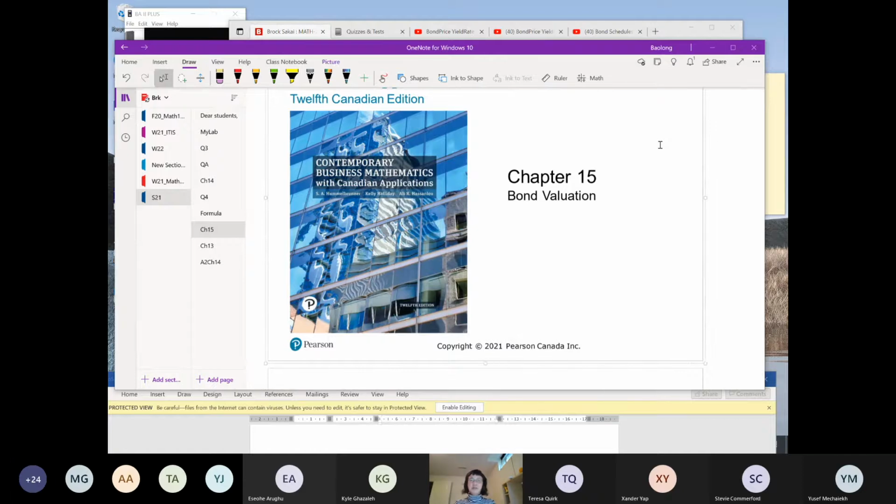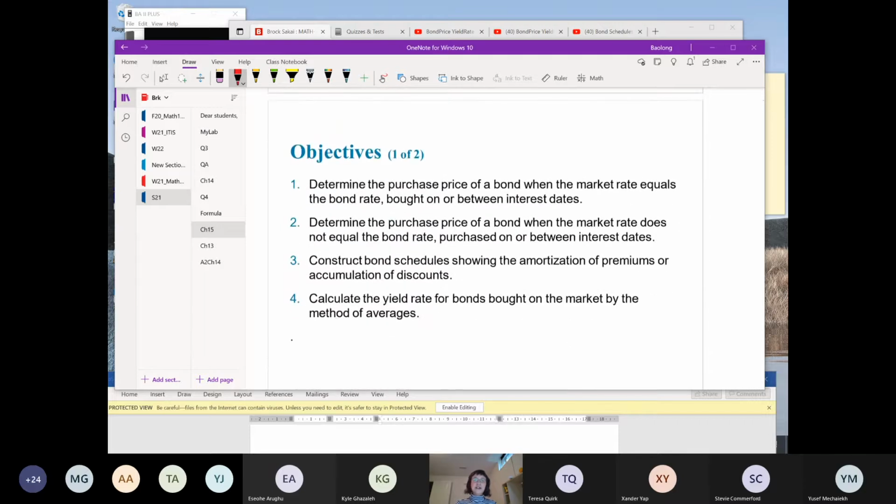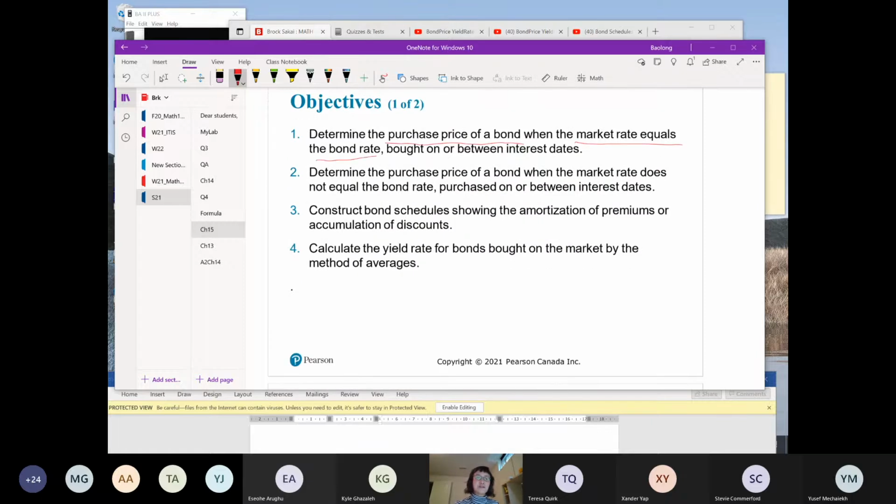Hello, welcome to chapter 15, bond valuation. I will start off by explaining some concepts, and then I will give you examples for calculation. By the end of this lecture, you are going to compute the purchase price of a bond when the market rate equals the bond rate, bought on the interest date or between interest dates.